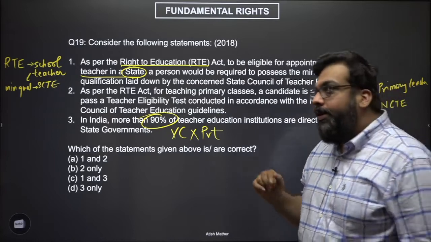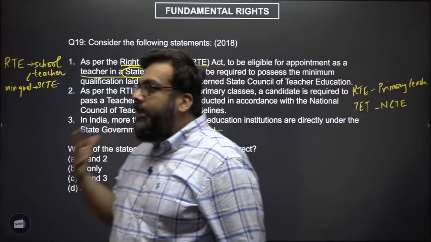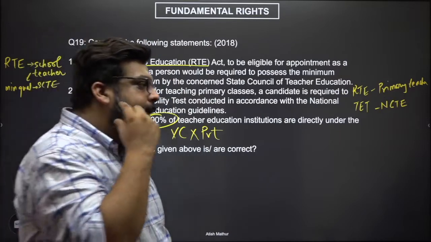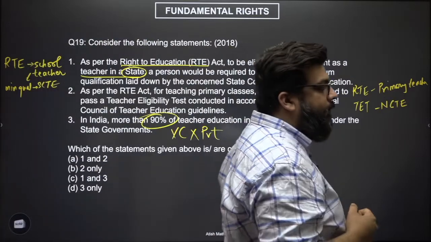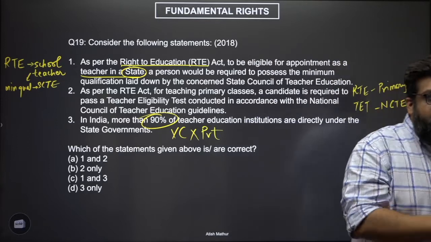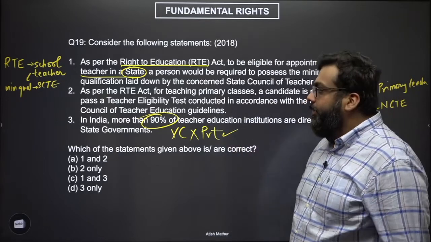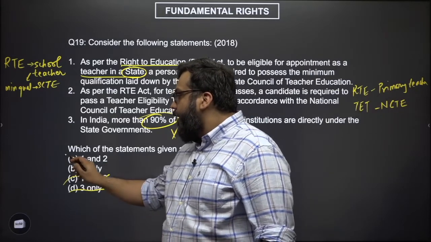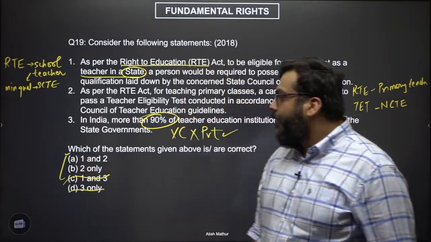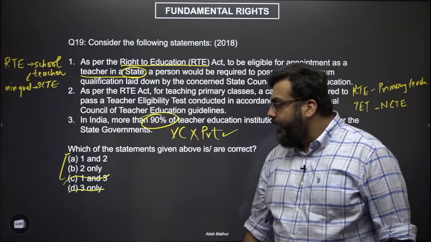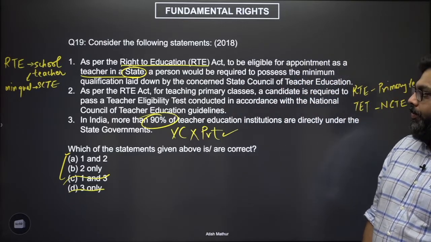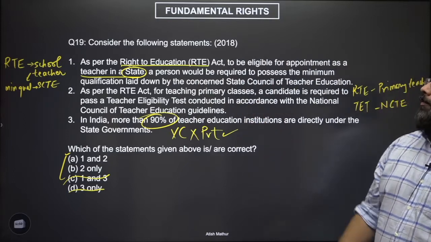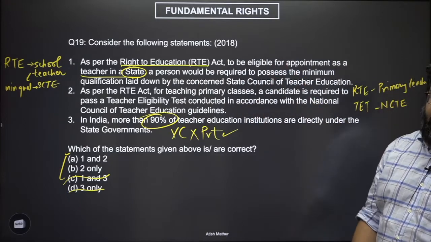And think about it. I'm sure you would know at least 5 people in your life who've done a B.Ed. And think about where would they have done their B.Ed from? It would most likely be from a private college, which means option number 3 is definitely wrong. Now you're left with either 1 and 2 or 2, right? Either 1 and 2 or 2, which also means 2 is definitely correct. We've got to figure out whether 1 is correct or not.